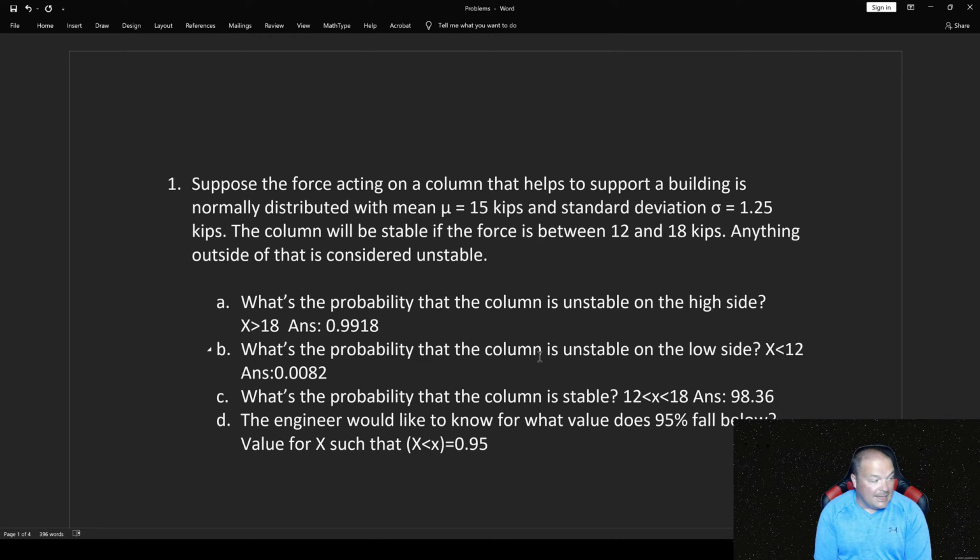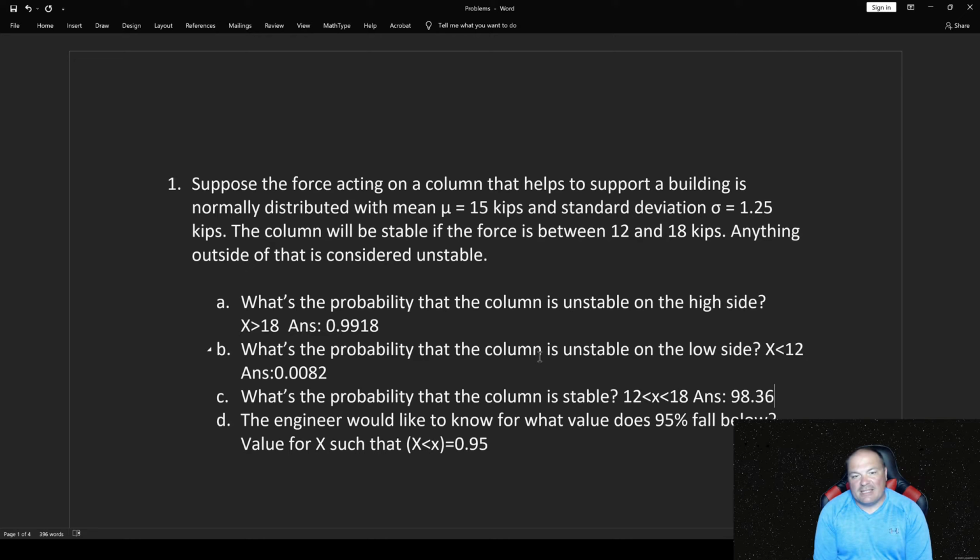Okay, to me, that is a little on the low side. I would want a column supporting a building that I'm in to be a little bit higher in terms of stability than the chance only being 98.36%. Okay, then let's look at part D.